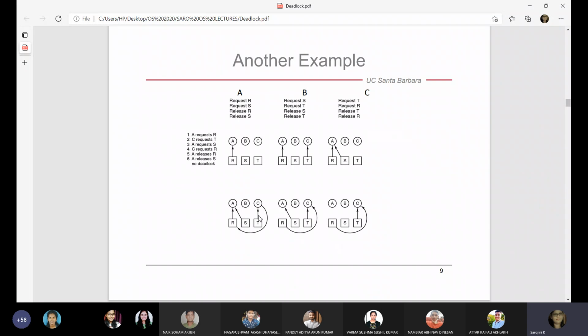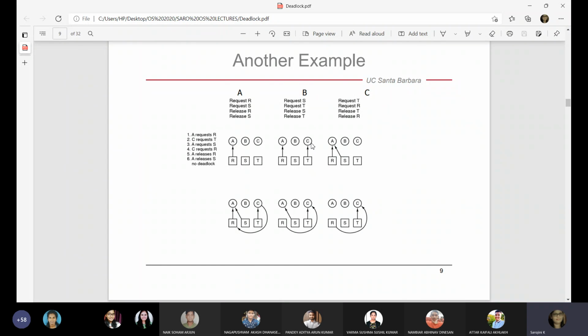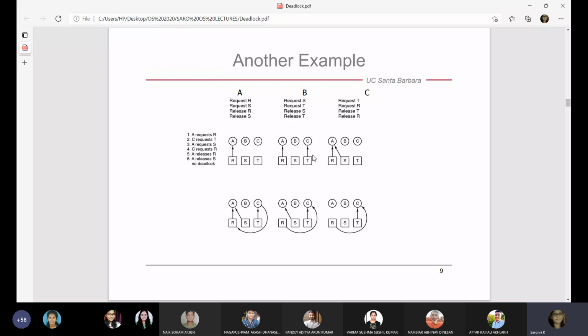Now another example where there is no deadlock. If you go through the diagram, you will come to know. Now all the resources are free. Process A requested R, it got it. Process C requested T, it got it. In the third step, process A requested S. Currently S is also free, so it got it. So now A is holding R and S, and C is holding T.